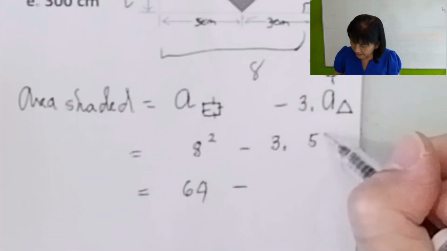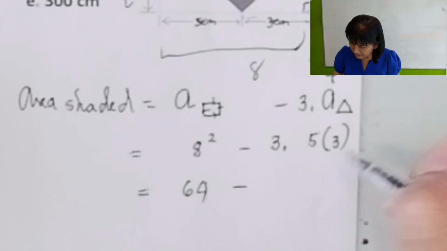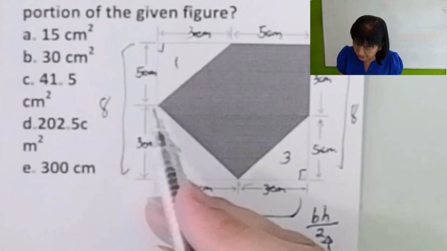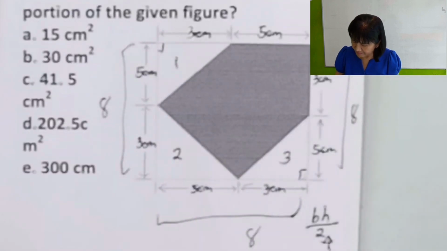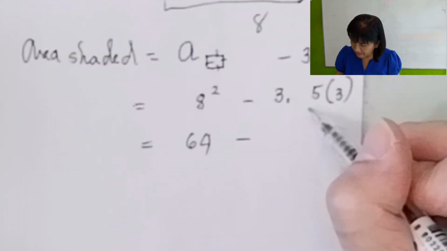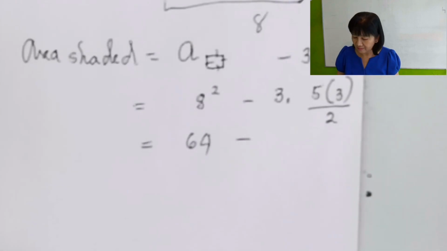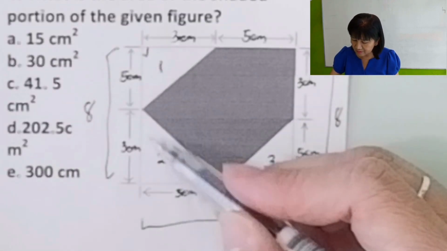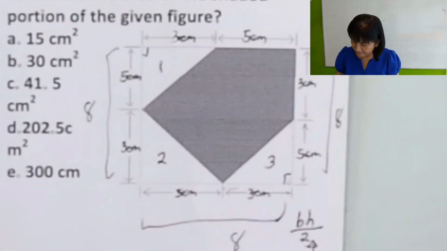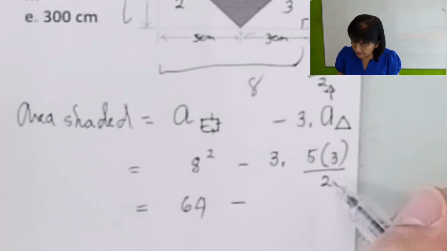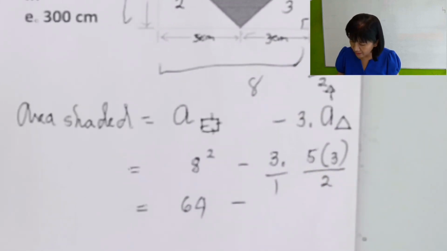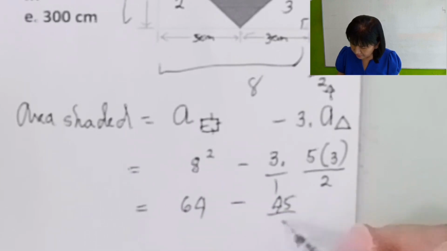5 times 3. This can be your base, this can be your height, this can be your base, this can be your height. Base times height divided by 2, times 3 again, because there are triangle 2 and triangle 3. So we cannot cancel anything here. This is over 1, understood to be over 1. 5 times 3, 15 times 3 is 45 over 2.